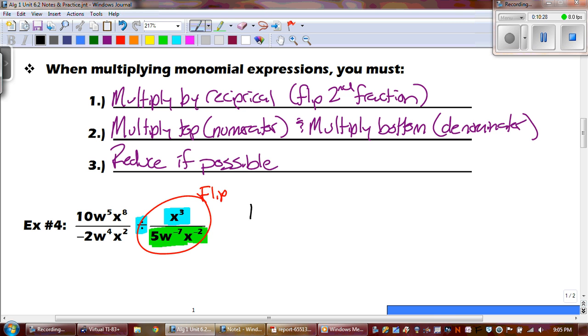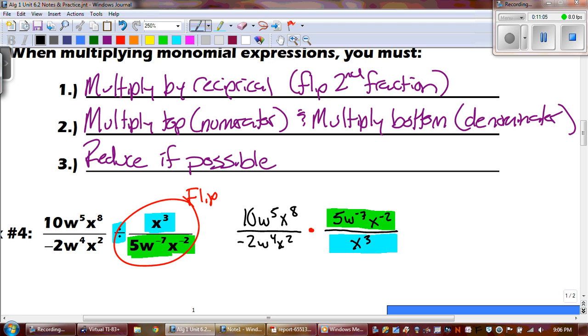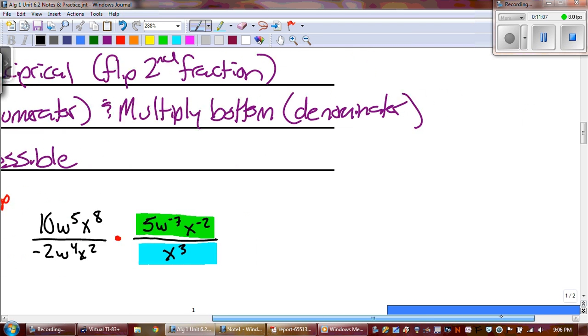Now my first fraction stays the same. 10w^5 x^8 over negative 2w^4 x squared. I'm changing it to multiplication. The green's going to go on the top, and the blue's on the bottom. Okay? So that's how I know that I did everything right. And guys, those exponents stay negative, even though I flipped them. We flipped them for the problem.